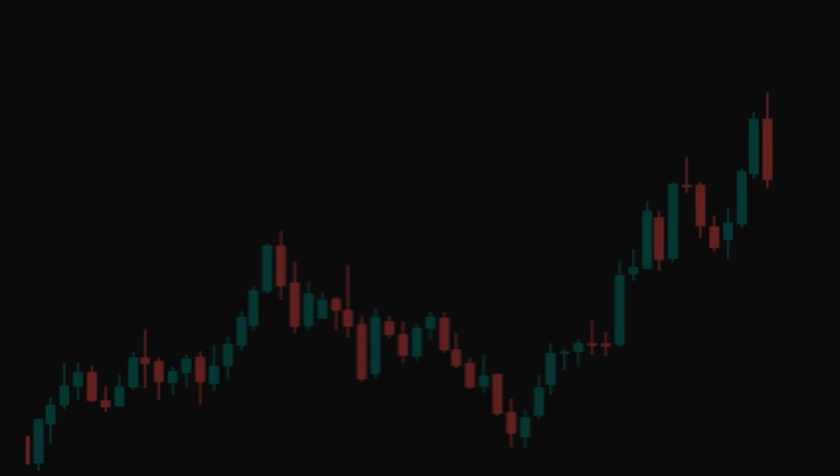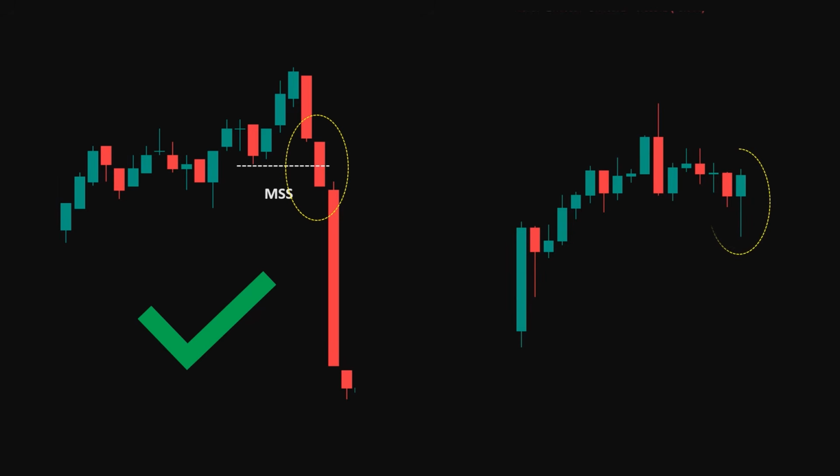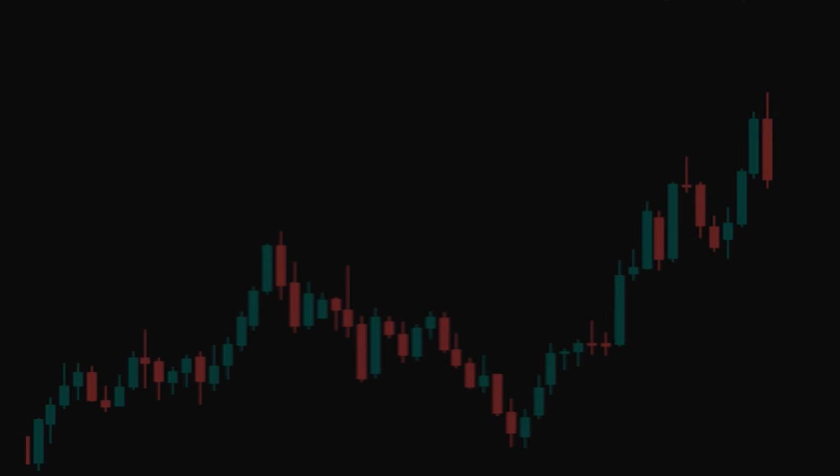Number 2. Close candle with body, not wick. For an MSS to be valid, we need the high or low to be broken by the candle body, not by the wick. If price only wicks above or below a significant swing point without a candle body close beyond it, the shift is unreliable. Number 3 is liquidity sweep.